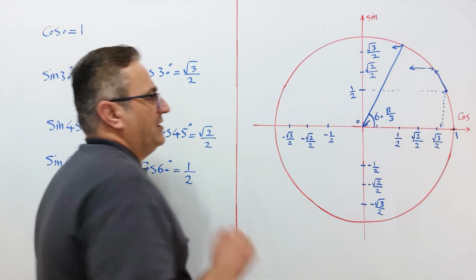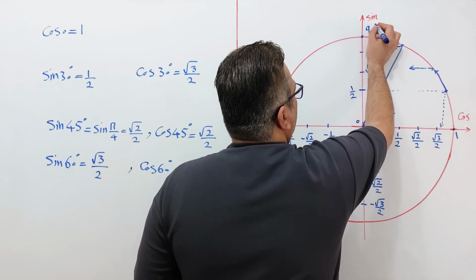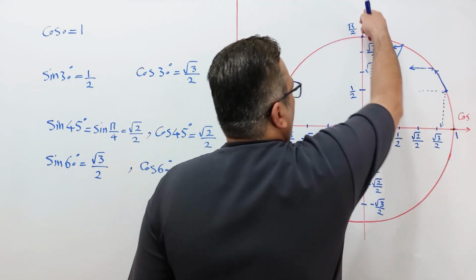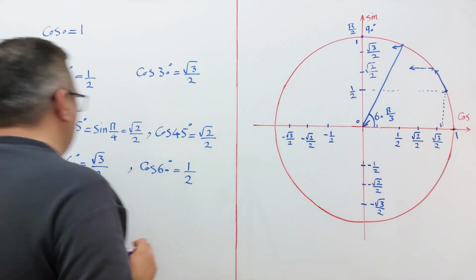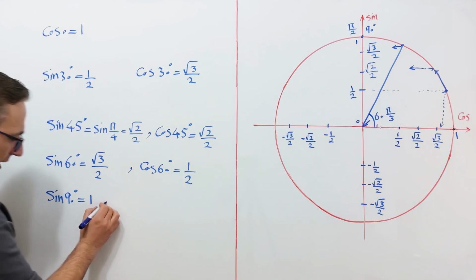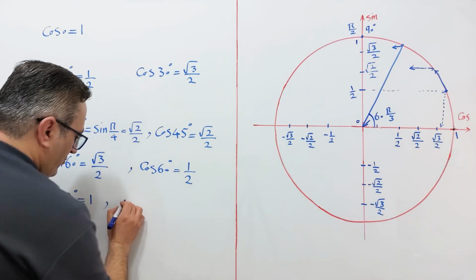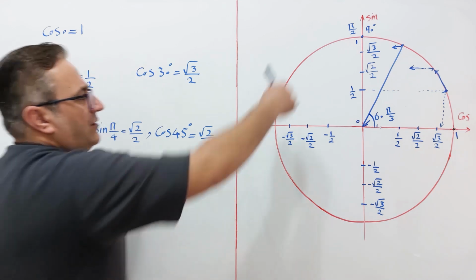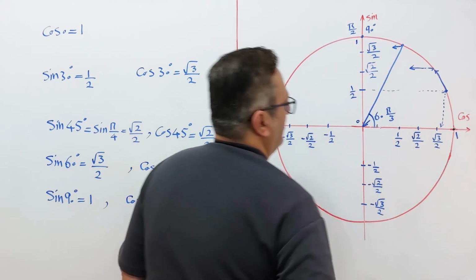And if we keep moving from this point, we reach 90 degrees or pi over 2, which lies on the sine axis. And here is 1. So sine of 90 degrees is equal to 1. And if you look at the cosine axis, you see 0.